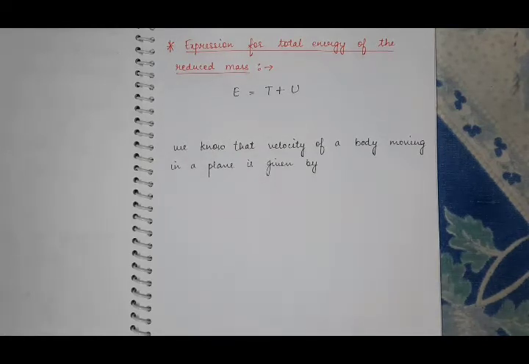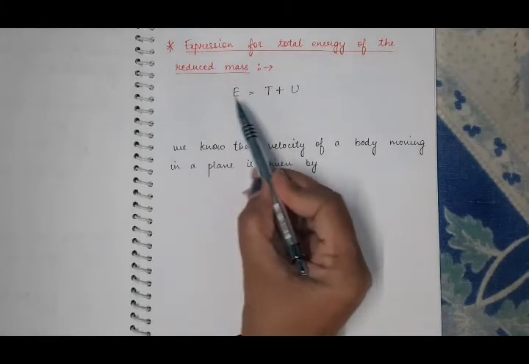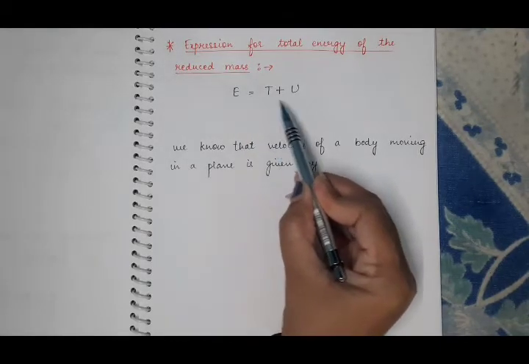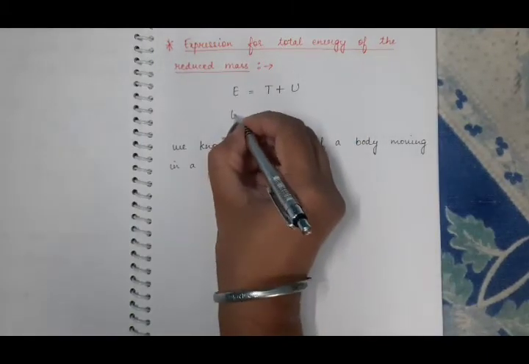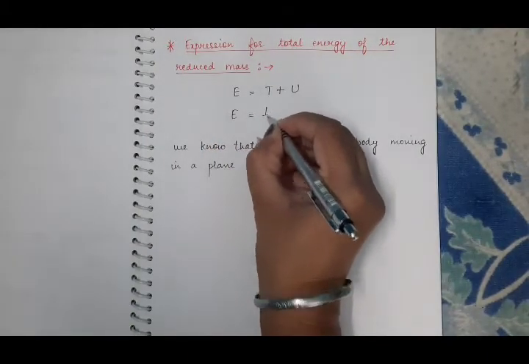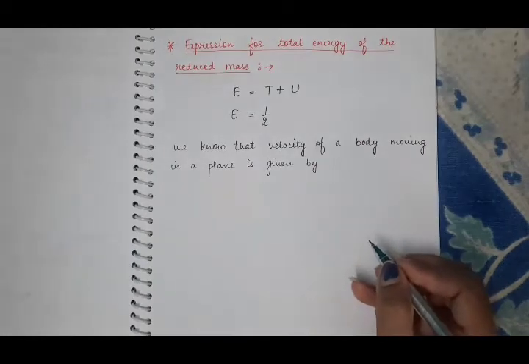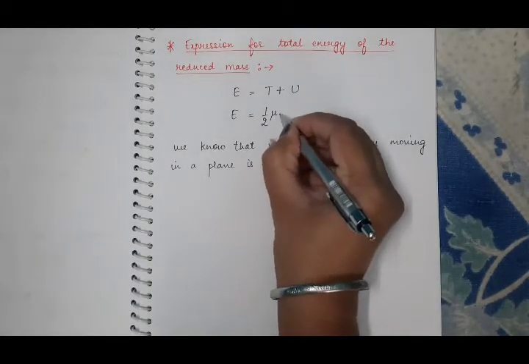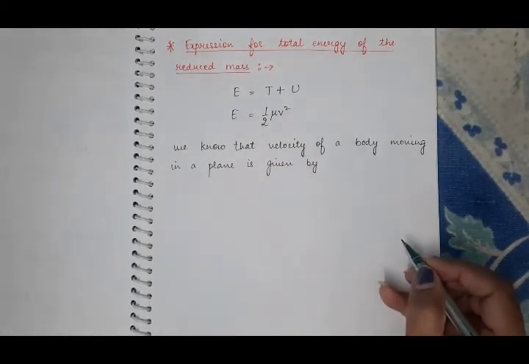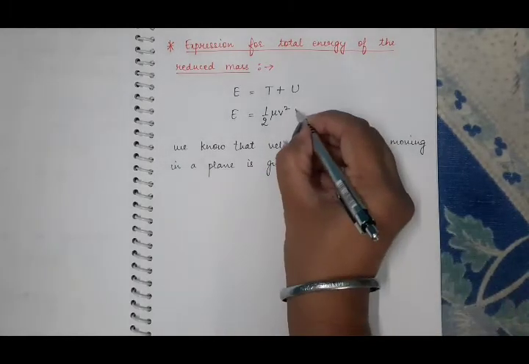As we know, total energy is always equal to the sum of kinetic energy and potential energy. So what will be the kinetic energy of the reduced mass? It will be half mv square. But what is the mass of the reduced mass? It is mu. So half mu v square, where v is the velocity of the reduced mass, plus U is the potential energy.